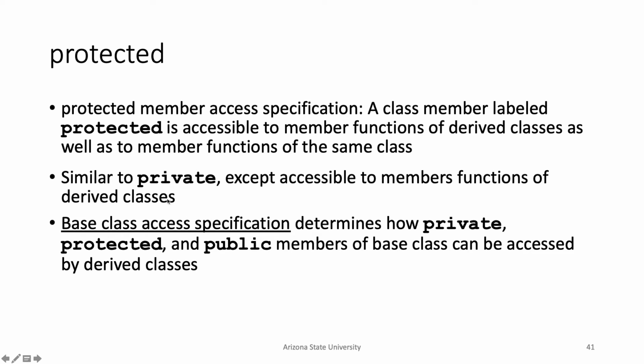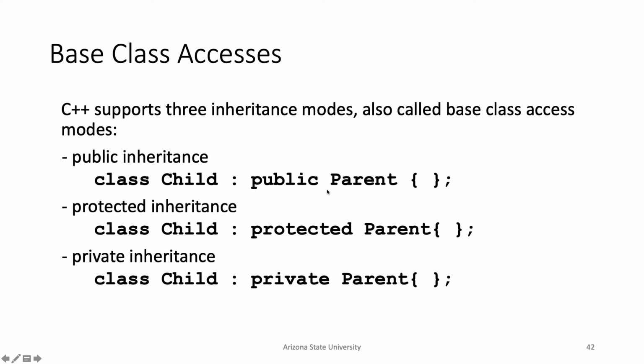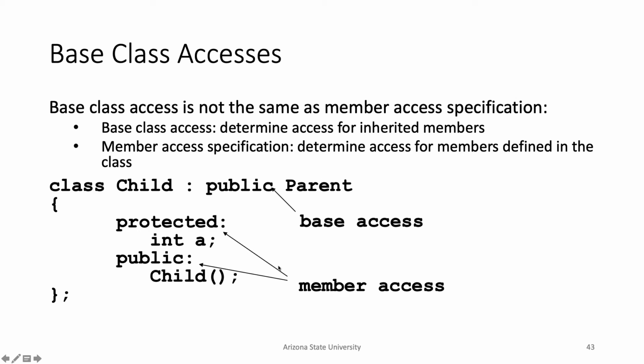Okay, so the base class access specification determines how the members of the base classes can be accessed by derived ones. So you may have noticed that we have put this public right here, and you may wonder, okay, why do we have public there? So there are three inheritance modes. You can inherit everything publicly using public inheritance, protected, or private inheritance. So you can change the access specifier here in three different ways. So how does this actually work? So here's what happens. It's not the same thing as when you put protected or public inside the class.